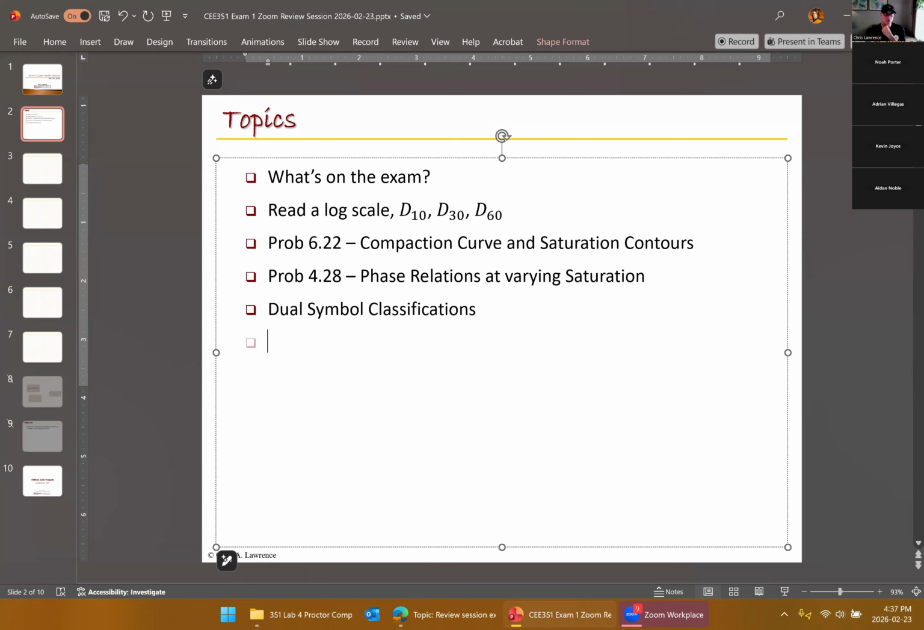If you can do multiple soils on an average of 5 minutes or less for each one, then you'll be in great shape. Dual symbol, which I was asked about and we'll talk more about, probably takes the most amount of time. Okay, but even that one should be no more than 5 or 6 minutes.